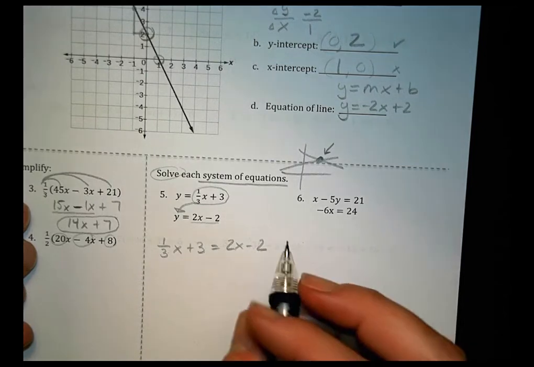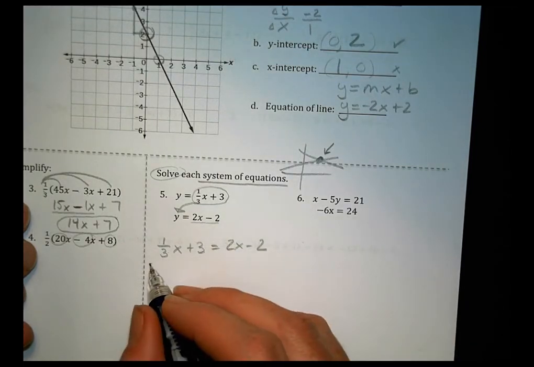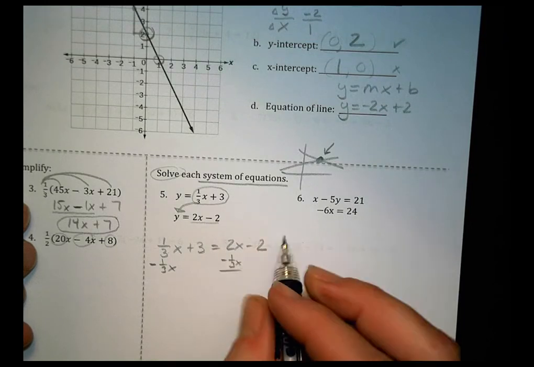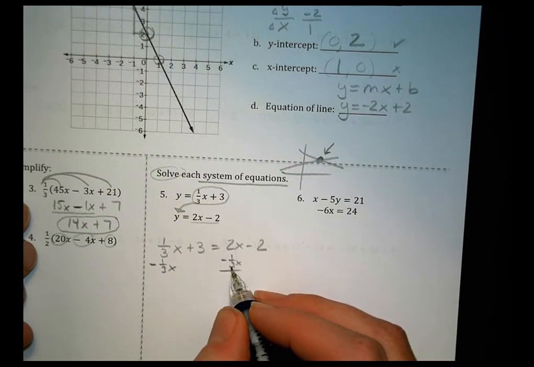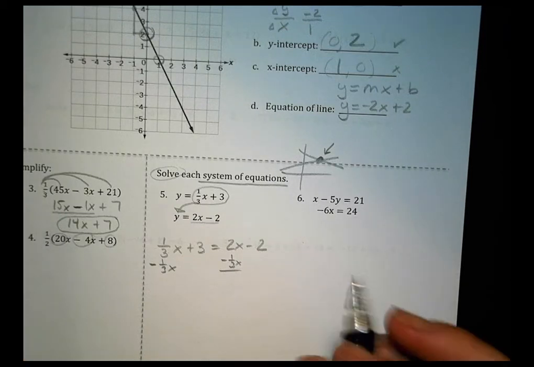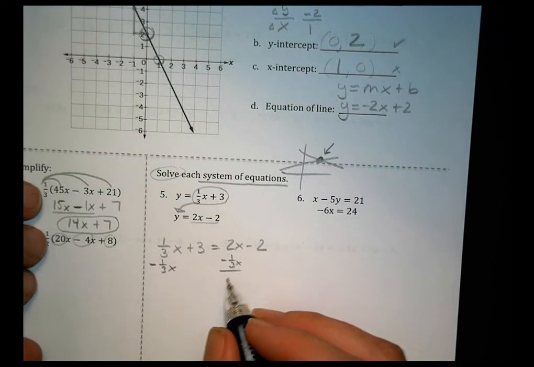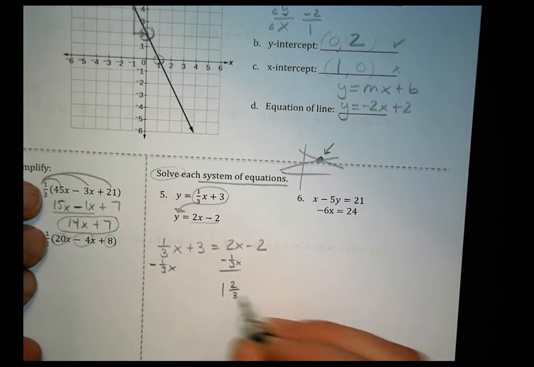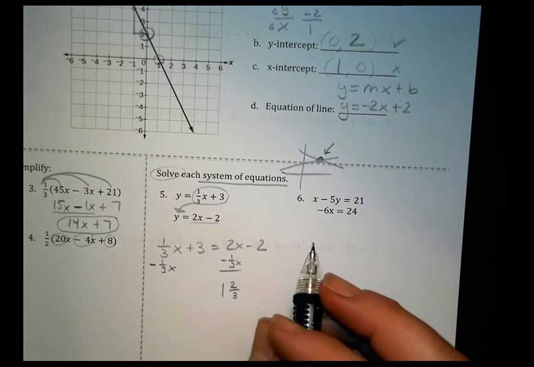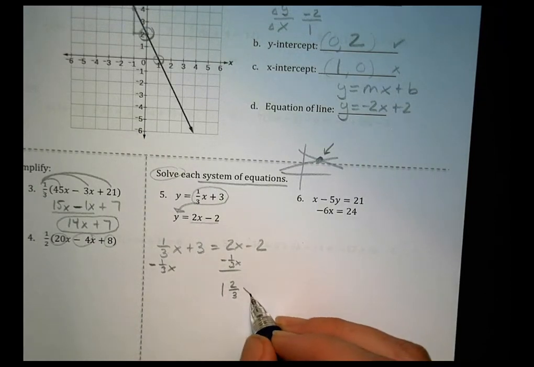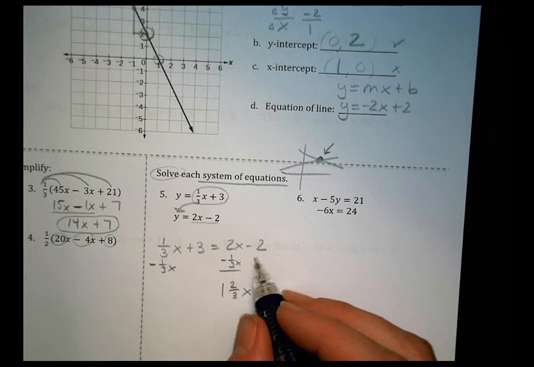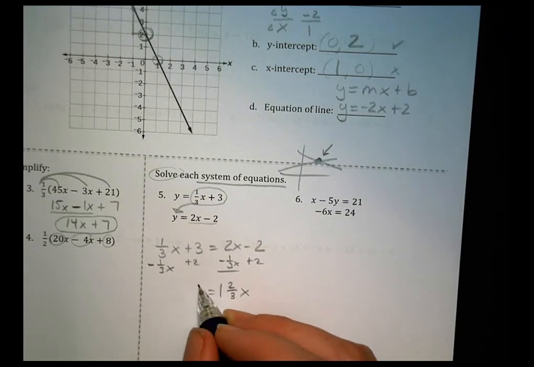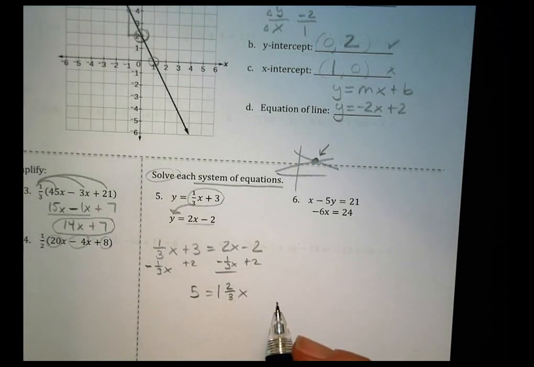So first we're going to find the x part. So let's go ahead and subtract 1/3 x from both sides. So 2 minus 1/3. Okay, you may not quite know what that is, but 2 minus 1/3 is going to be equal to 1 2/3 x, and we'll leave it like that. Okay, and then we're going to add 2 to both sides. 3 plus 2 is 5. So now we have 5 equals 1 2/3 x.